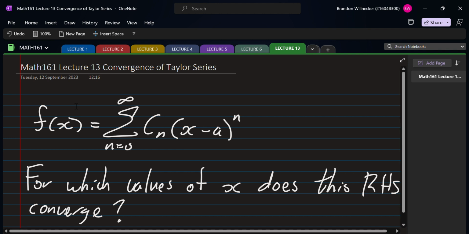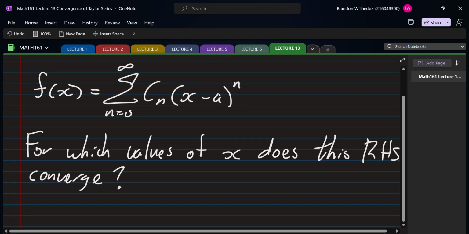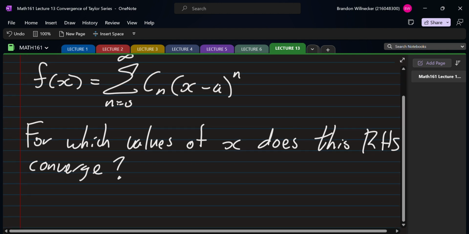Okay, so on the left-hand side we have f of x. We can just substitute a value of x and we get the result. But this right-hand side is an infinite series. And we know from the last chapter that sometimes a series will converge, other times the series will diverge, depending on what we have inside. So given a particular value of x here, does this right-hand side converge? And if it does, does it converge to the right value? Okay, so these are the questions we're going to answer in today's lecture.